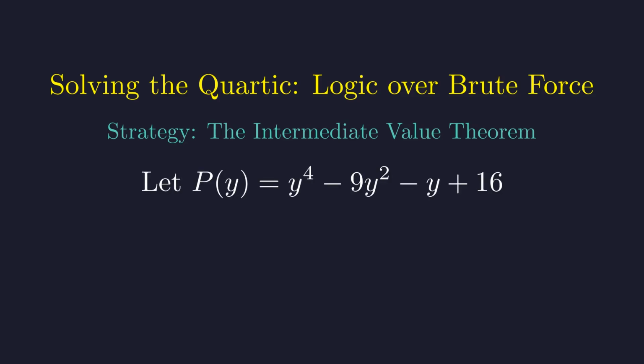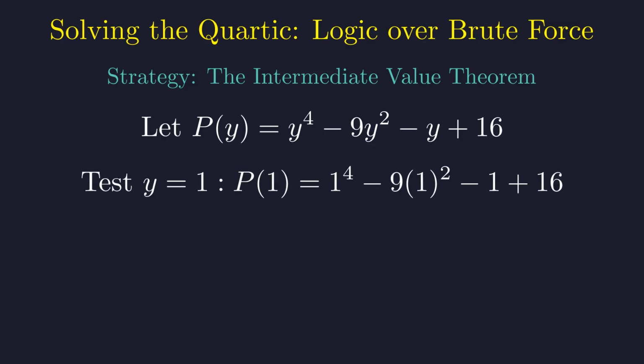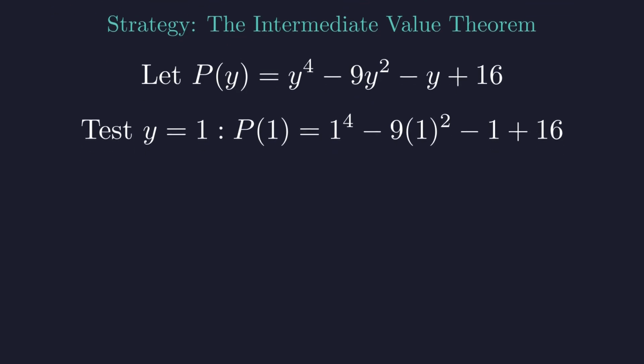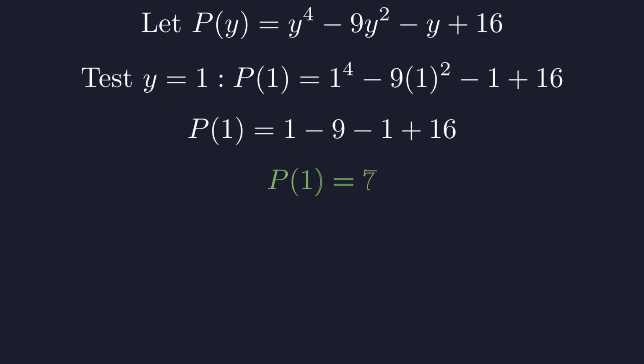We know our solution for y must be between 0 and about 1.56. Let's test points in that range. Let's start with an easy point, y equals 1. Evaluating the powers gives 1 minus 9 minus 1 plus 16. The result is 7, which is a positive number.